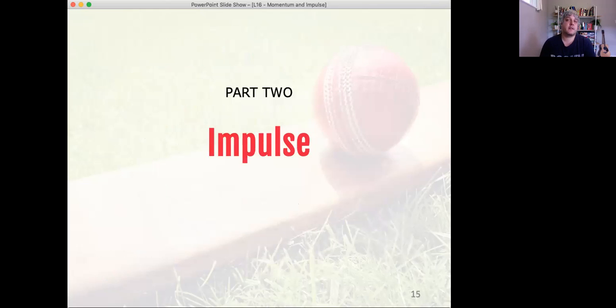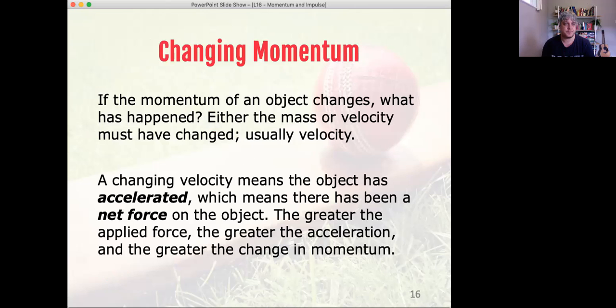This next part of the lesson is going to talk about impulse, which again is another new term that we are defining. If the momentum of an object changes, what happened? Well, either the mass or the velocity must have changed. Usually it's the velocity. Technically we could have a change in mass, but we're not really going to deal with that in this course. It would be very clear from the scenario description whether the mass had changed. If nothing about the scenario has changed in terms of the objects involved, then the mass hasn't changed.